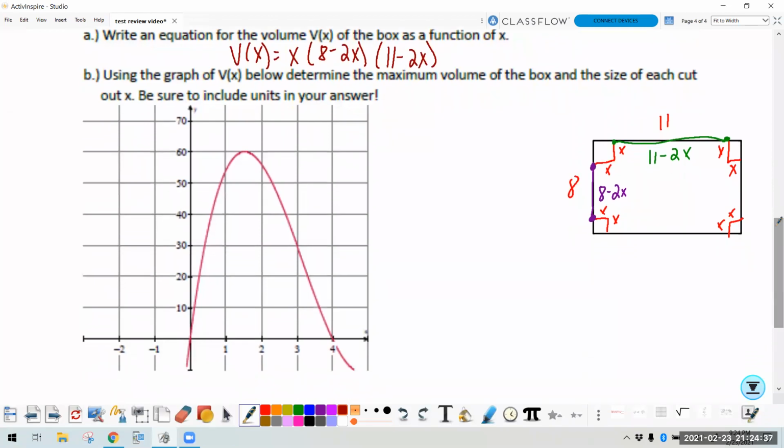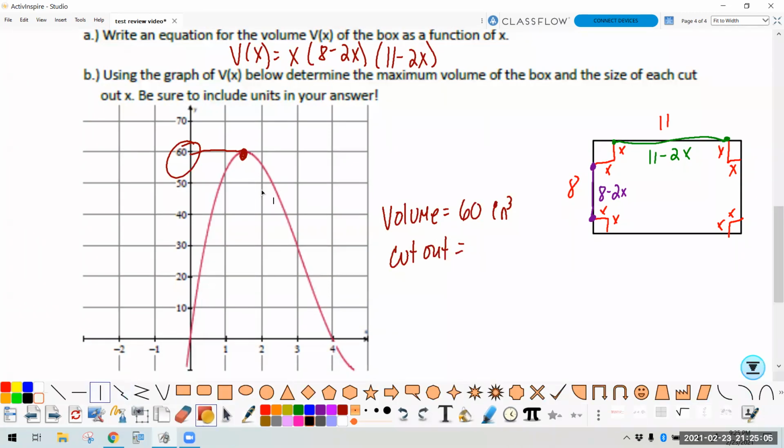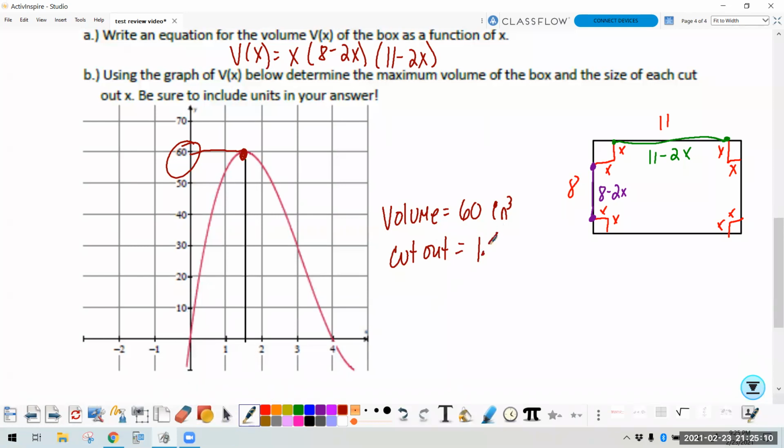All right, so we've got the graph of the volume. Determine the maximum volume and the size of each cutout. Well, here's the max. That is at 60. So that is 60 inches cubed. And the cutout is at 1.5 inches.